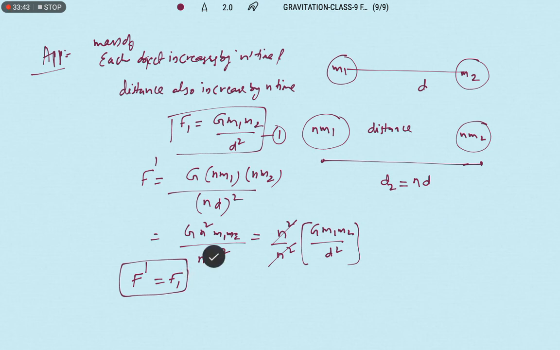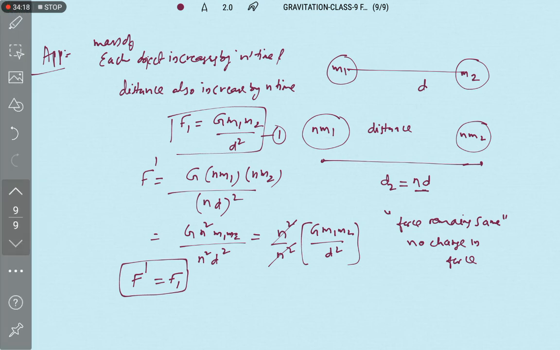That means if the mass of each object increases by n times, in a similar manner distance also increases by n times, then what will happen? The force remains same, no change in force of attraction. So this conclusion we are going to get from this analysis. Now let us take one more application.